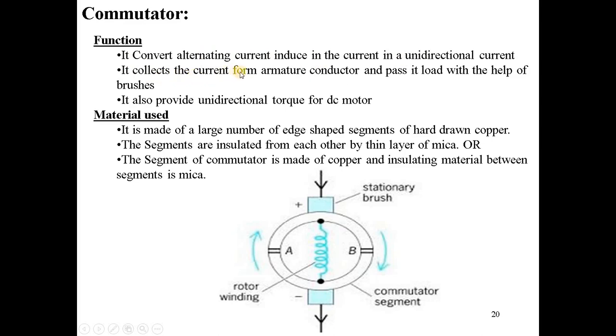It collects the current from the armature conductors and passes it to the load with the help of brushes. It also provides unidirectional torque for the motor. Material used: it is made up of a large number of wedge-shaped segments of hard-drawn copper. The segments are insulated from each other by a thin layer of mica. So the segments of the commutator are made of copper and the insulating material between segments is mica.